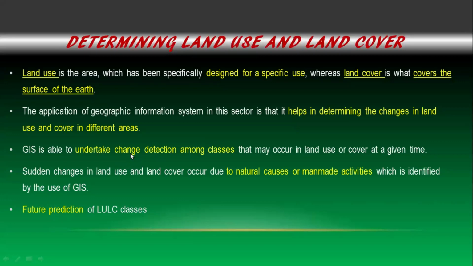So for example, from forest, how much percentage has gone to agriculture, how much has gone to settlement, etc. So this interchange detection among classes can also be done through GIS. And whether that particular change in land use, land cover is due to natural causes or man-made activities can also be determined through GIS. Through GIS, we can also make future predictions of the LULC classes. So for a certain time frame, maybe after 10 years, what will be the LULC of that region? That can also be done through GIS techniques.